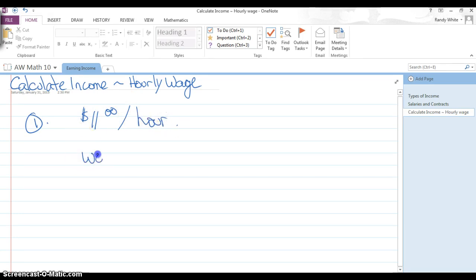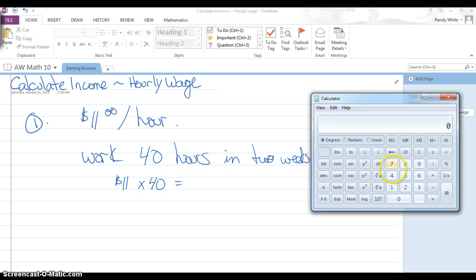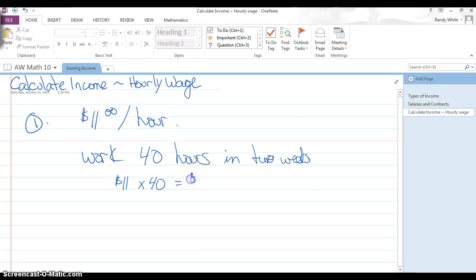So if you work 40 hours in 2 weeks, you're just going to take your $11 and times that by 40. And just so you know, I'm not cheating. I'm going to take the 40 times 11. So that's $440. So in 2 weeks, you've earned $440.